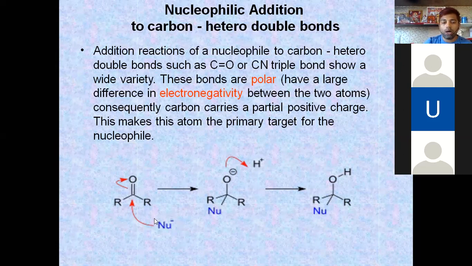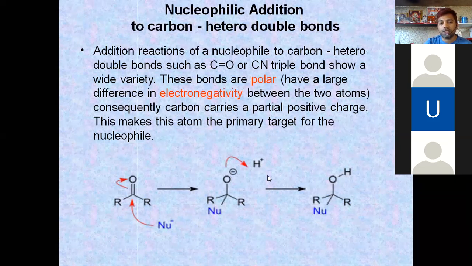Now a nucleophile will come here and it will attack the electron deficient center, or the carbocation, to form a covalent bond with the carbon. Now you can see here, the nucleophile has formed a covalent bond with the carbon. Now this oxygen bearing a negative charge will find a hydrogen ion and form this alcoholic group.